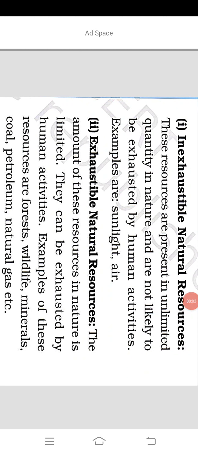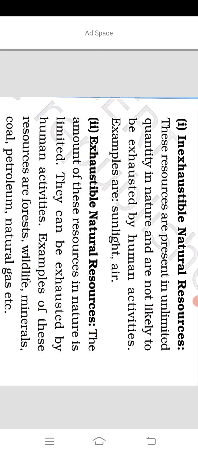Dear students, today I am going to start a new chapter, that is coal and petroleum. What is resources? Anything which is used by humans for his survival or welfare can be called as resources. These resources are of two types: natural resources and man-made resources. That means some of the resources we found in nature and some of resources have been made by human efforts.